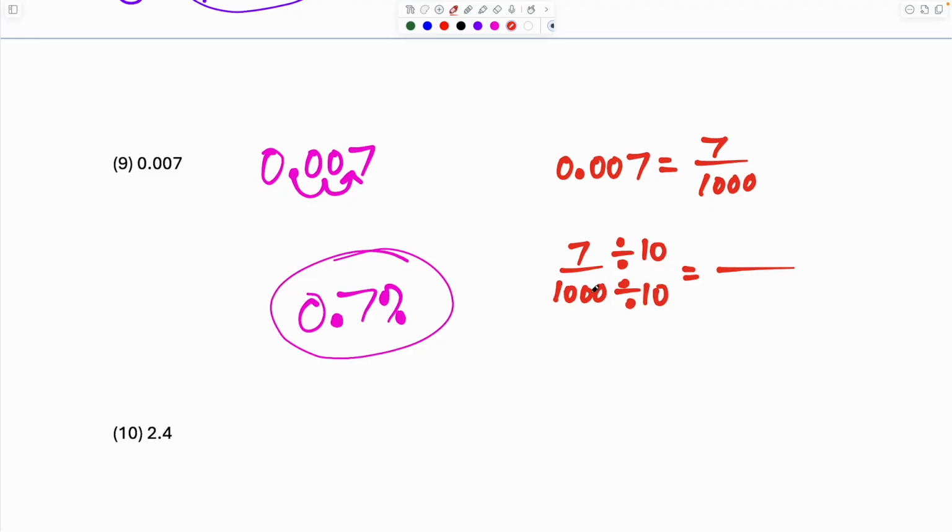So here, if I do 1,000 divided by 10, that's 100. And 7 divided by 10, just think about that over here, is the same thing as 7/10, which is 0.7. So I would get a numerator of 0.7. And if I have some number over 100, I could write that number in front of a percent sign. So that's another way of seeing why we get 0.7%, or we could just follow the notes.